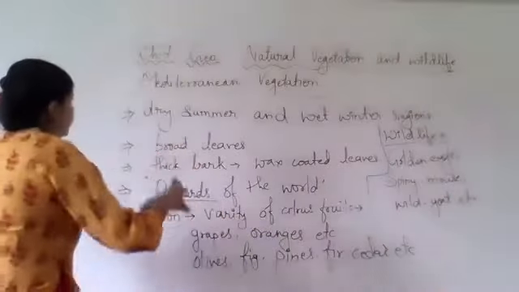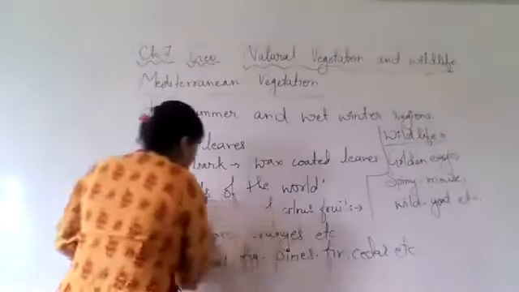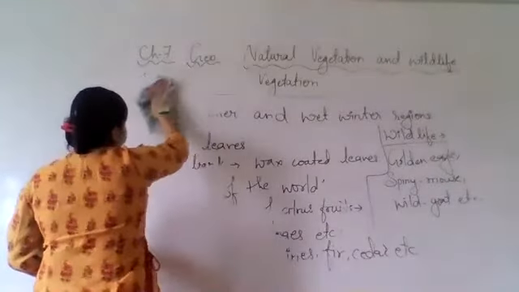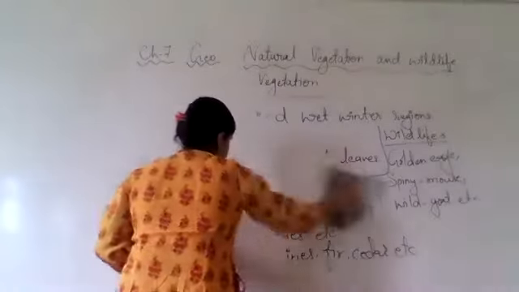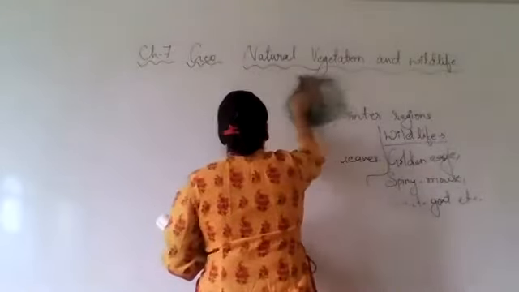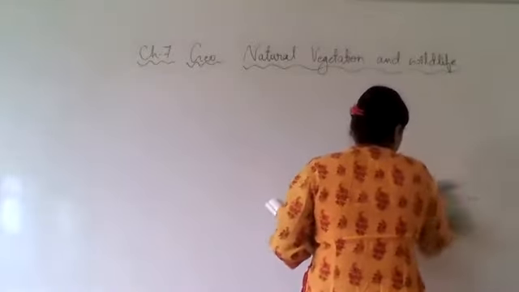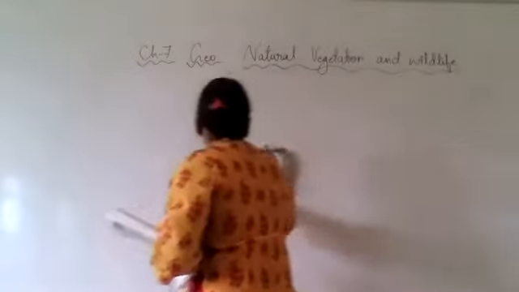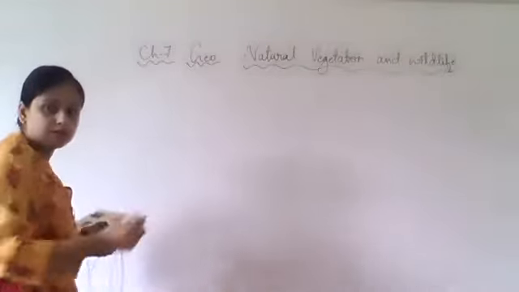So this is about the Mediterranean vegetation. Now we'll move towards the coniferous forest. What is there in the coniferous forest? So we have coniferous forest, which is next.